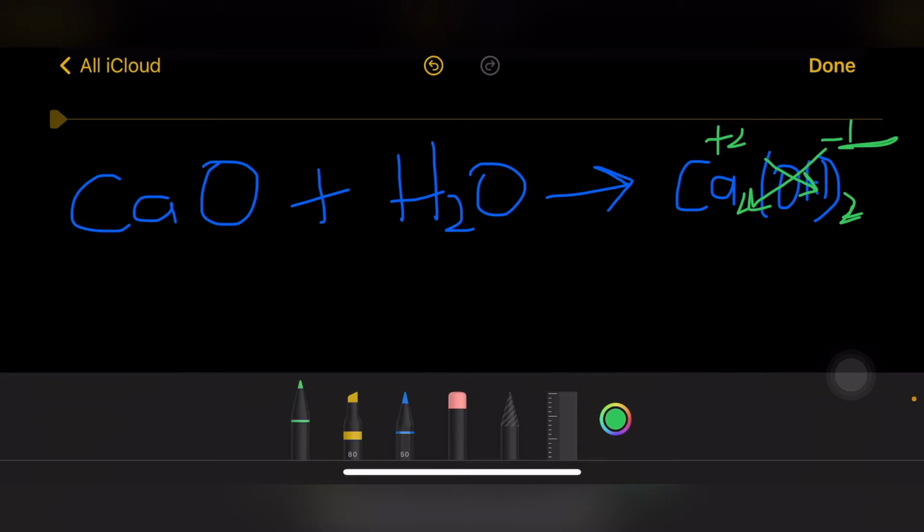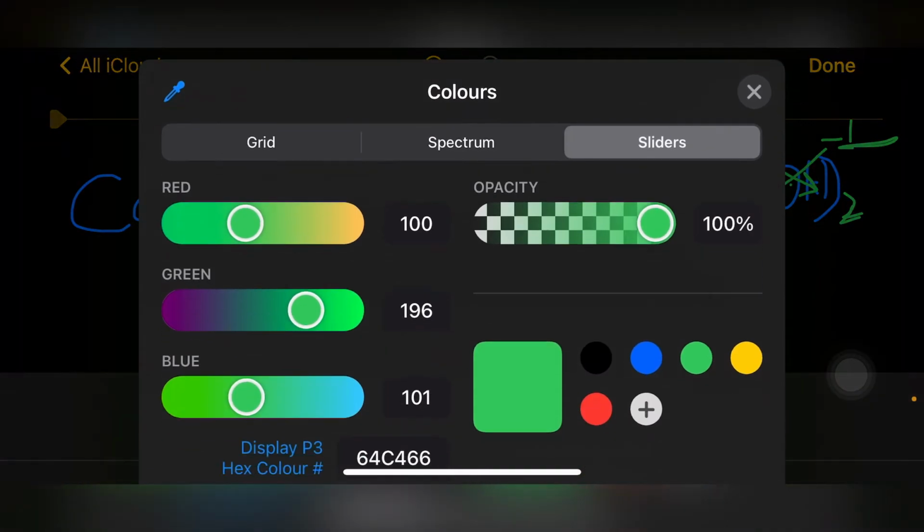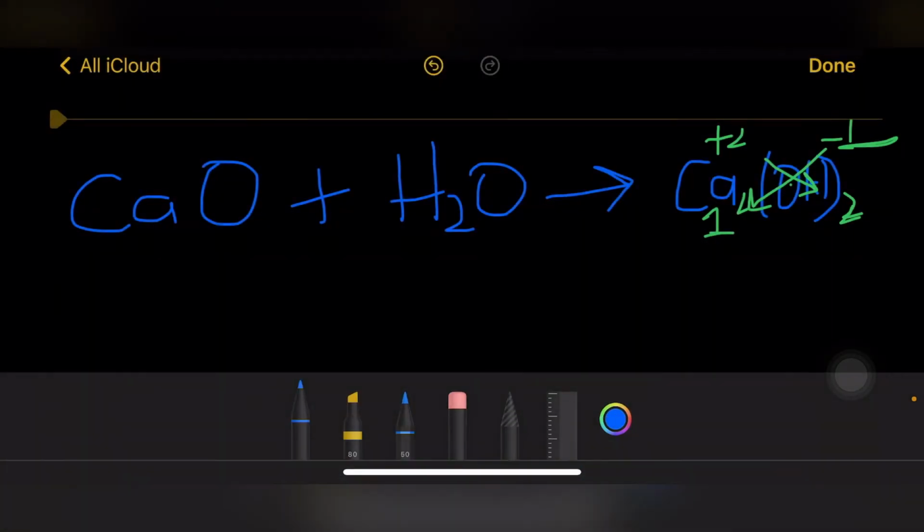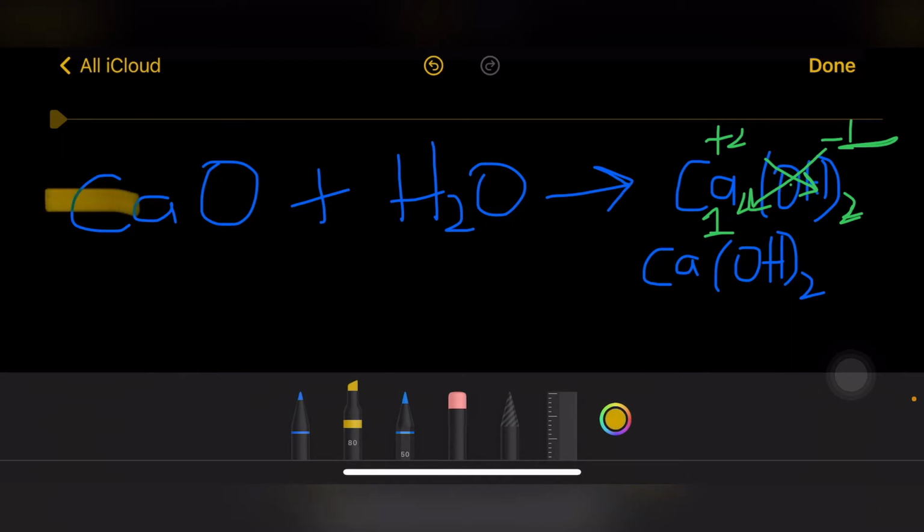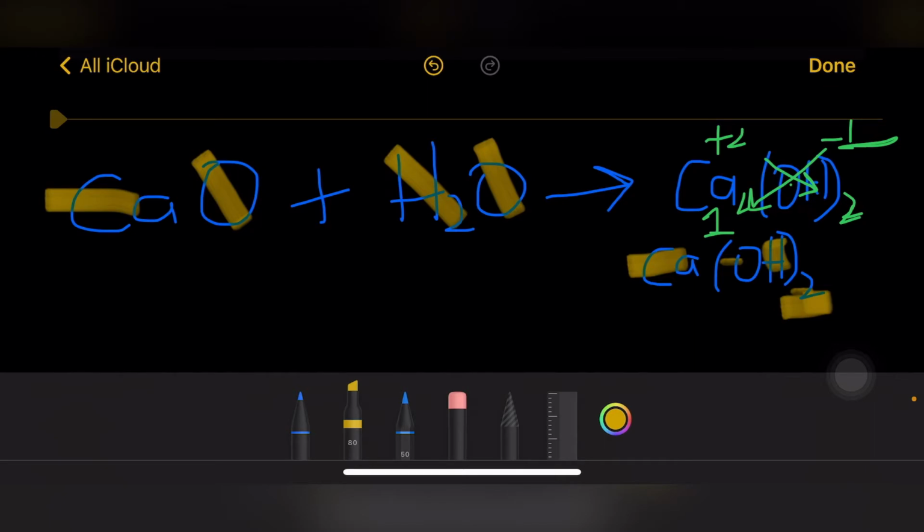I'm sure you guys know that, but if you don't, then please pay attention. This is +1, so overall the answer will be Ca(OH) whole twice. Now let's balance it. This is Ca, this is also Ca, O2, and H2 means this is also H, and over here it's 2. So this one is balanced.